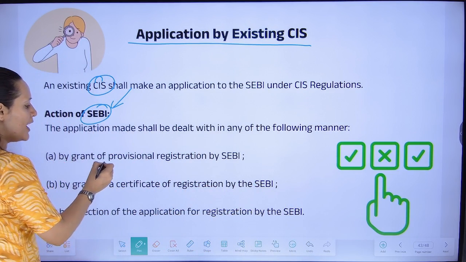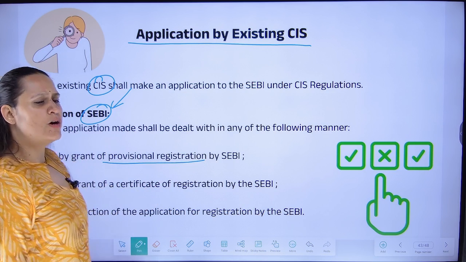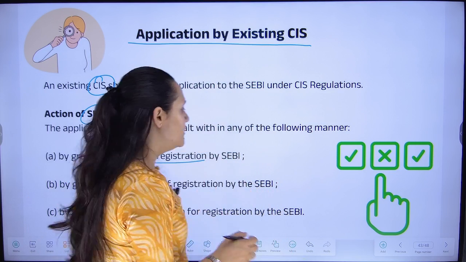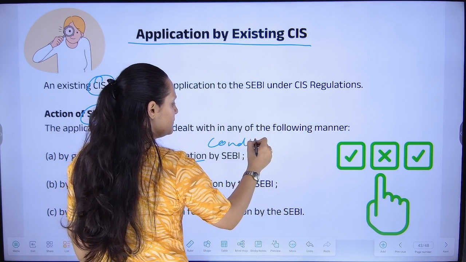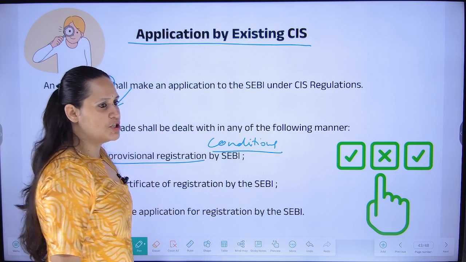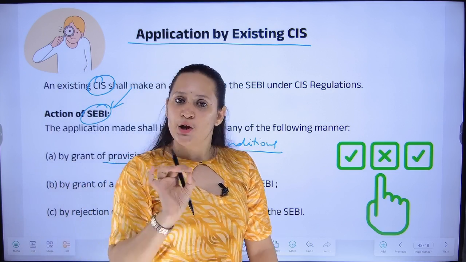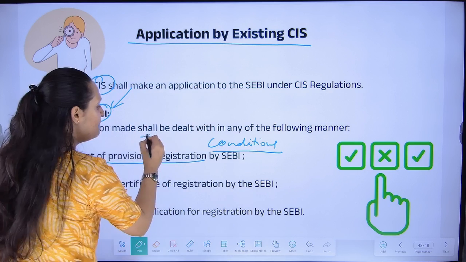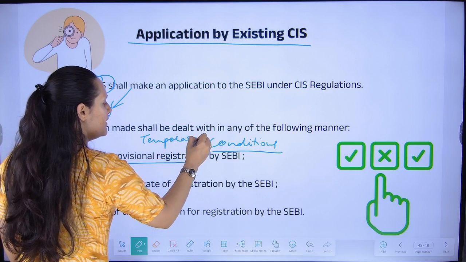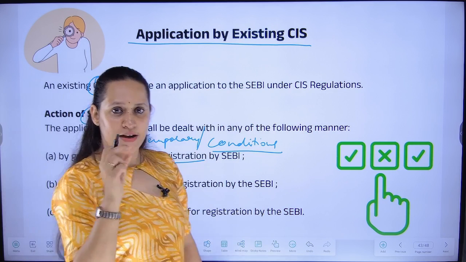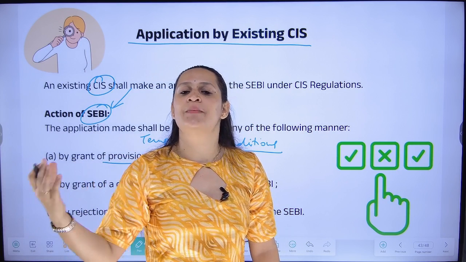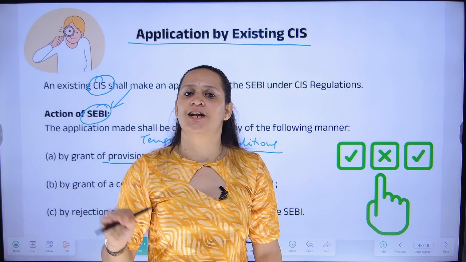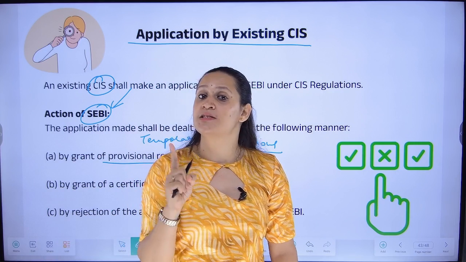First one is they are going to grant you provisional registration. What is provisional registration? That we are ready to give you registration provided you satisfy certain conditions. We have no problem in giving you the registration, but there are certain things that are missing. You have to fulfill those things, then we are going to give you permanent registration. So this is nothing but temporary registration. Temporary or provisional registration. We are giving you registration subject to fulfillment of certain conditions. Once you fulfill these conditions, we are going to give you the permanent registration or the final registration. That can be the first response by SEBI.